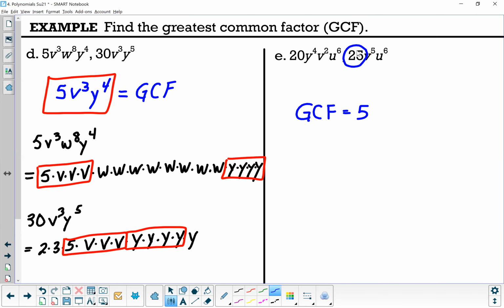Okay. Next, how about y? Well, the second term doesn't have a y, so that's not going to be in our GCF. v squared and then v to the 5th power. Take your lowest exponent, that's what they have in common, so v squared. They'll both have at least 2 factors of v. And then u to the 6th and u to the 6th, that's the same, so u to the 6th. And there is our GCF.